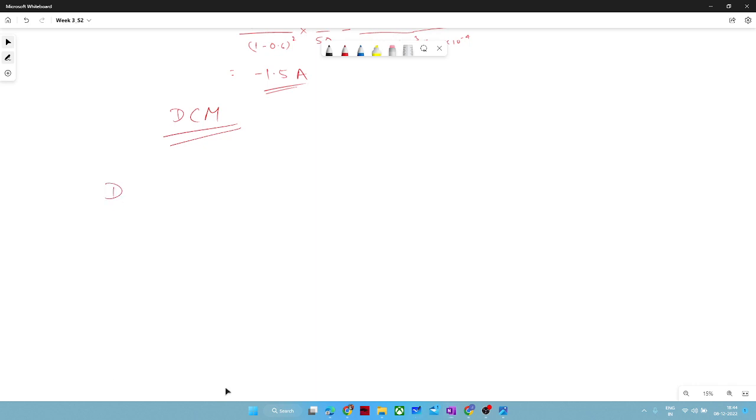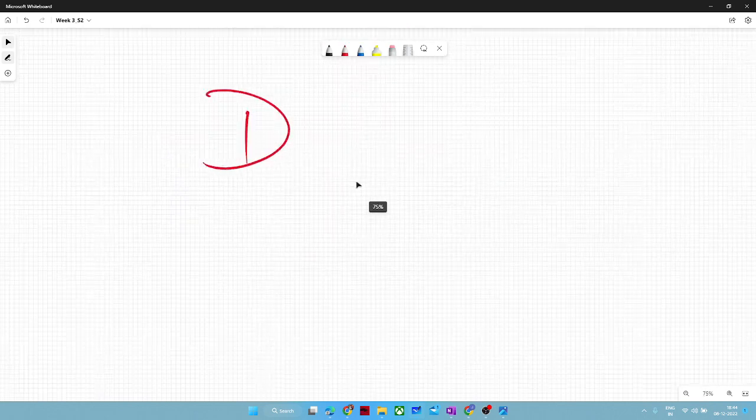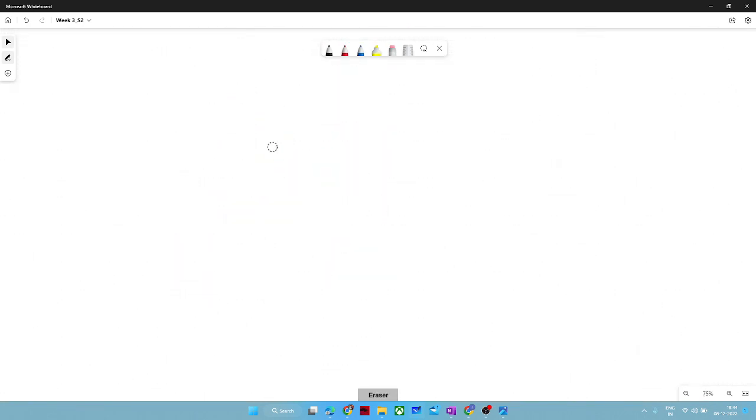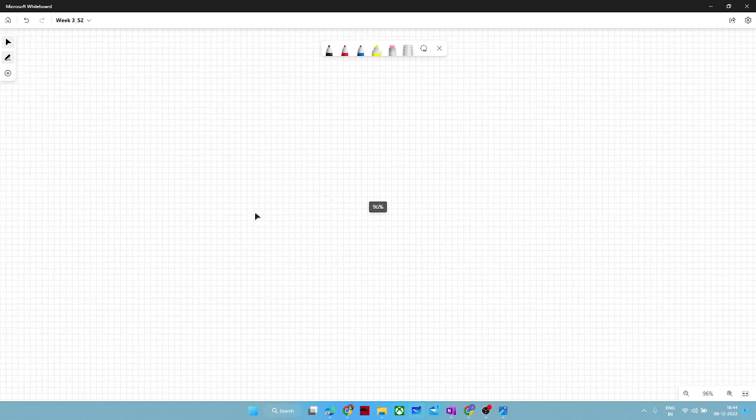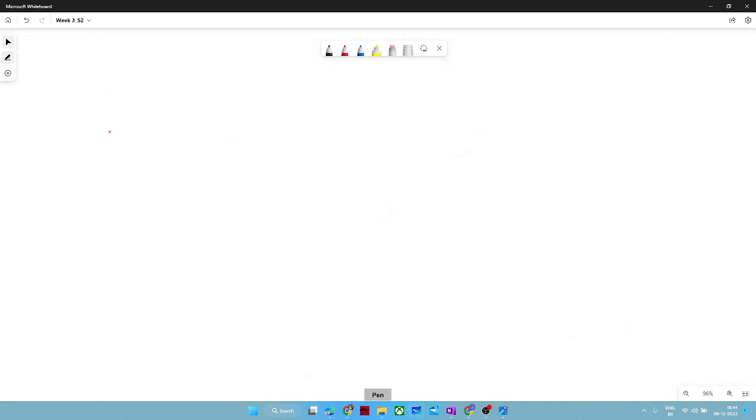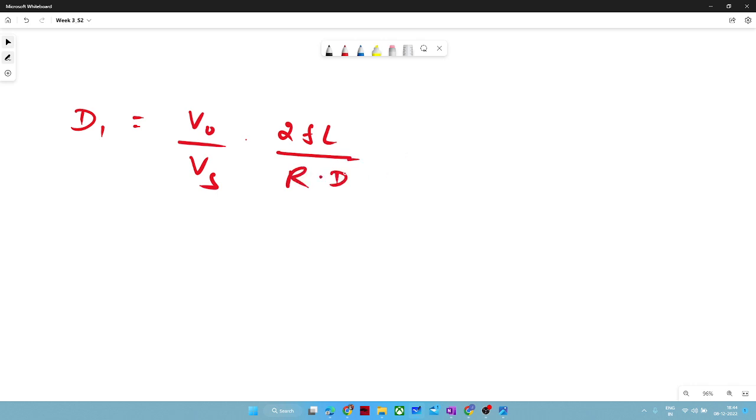D1 was nothing but V naught by Vs into 2FL by R into D. Now you can write D1 in terms of V naught by Vs, or you can write V naught by Vs in terms of D1.